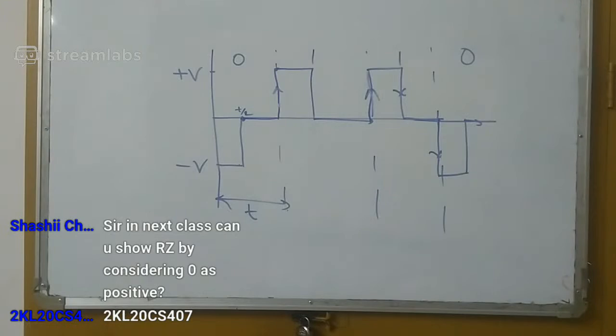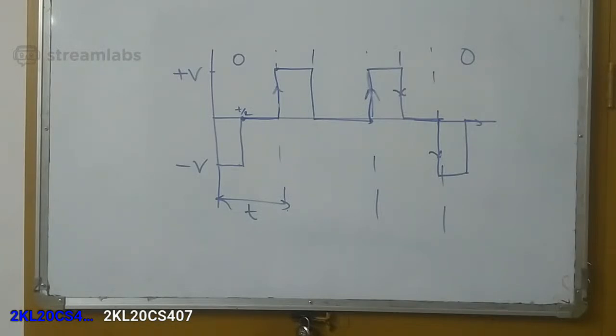No, I have shown RZ by using 0. You want me to show it by taking 0? So the representation shown on the board is by taking 1 as a positive, 0 as a negative. Shashi Chavan, you want me to show by taking a 0 as positive? Please reply. Okay, okay, I'll show it in the next class.